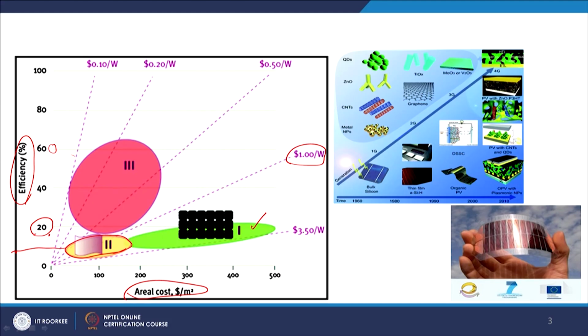In this chart on the right hand side, we are showing the different generations of solar cells and how different materials have led to the discovery of these new generations. For example, if you look at 1G, the first generation solar cell, it is mainly made of bulk silicon, so this is mainly crystalline silicon. Then we have the second generation solar cell, which is the thin film solar cell, which mainly includes amorphous silicon solar cell or even CIGS based solar cell.